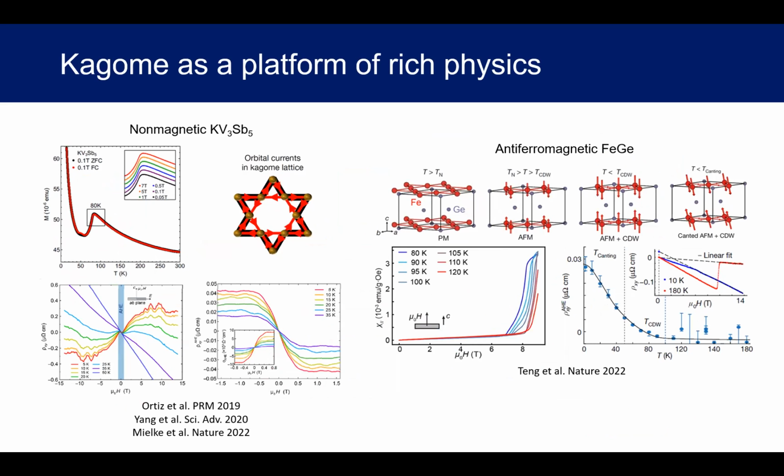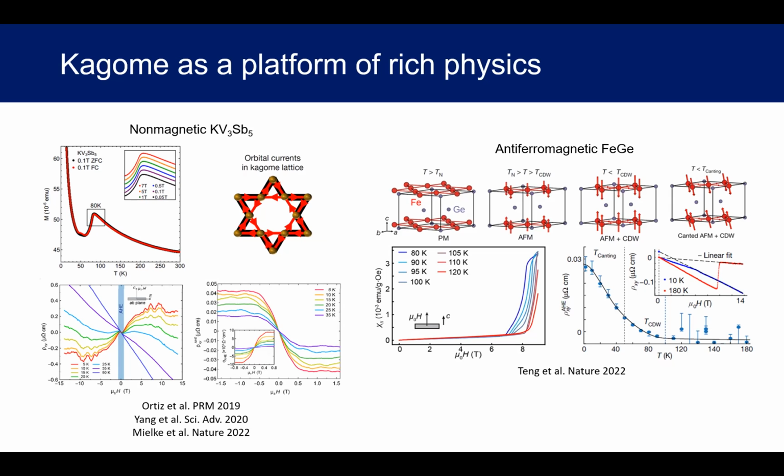But to break time reversal symmetry, you do not necessarily need magnetic order. For example, in the 135 system discovered by Professor Stephen Wilson, you can see that there is still an anomalous Hall signal. People interpret this phenomenon with a loop current picture. But more recently, there is another kagome antiferromagnet that shows an intriguing anomalous Hall signal. The iron germanium has a canted antiferromagnetic ground state with charge density wave order.